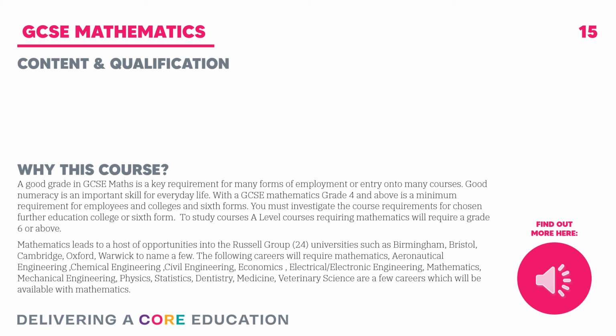A good mathematics grade at A level and GCSE will open doors to the Russell Group, which is a group of universities, of which there are 24. These include Birmingham, Bristol, Cambridge, Oxford and Warwick, where they can study high-level courses. Mathematics courses also give them the ability for a range of different careers in engineering, dentistry, medicine, and even becoming a vet. All require mathematics.